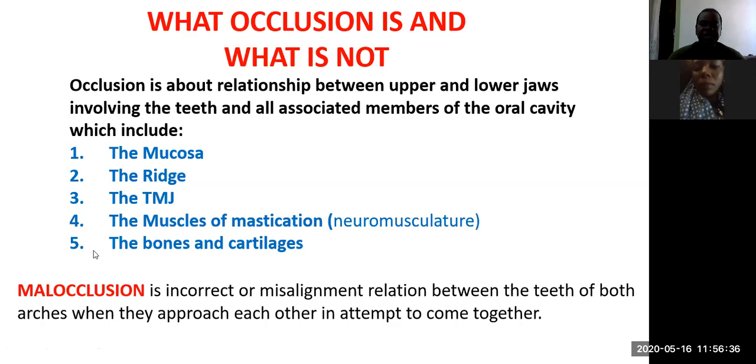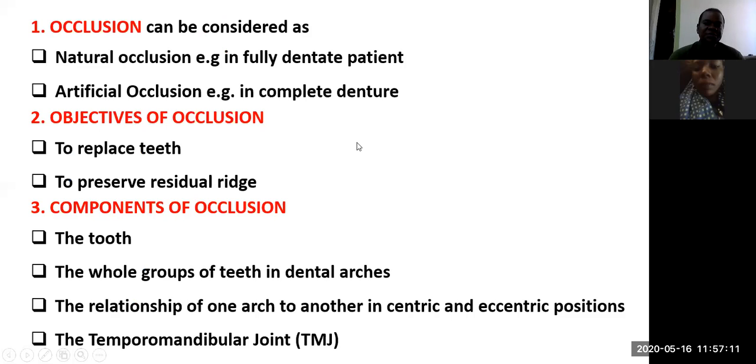Malocclusion is incorrect. That is the opposite of occlusion. That is what occlusion is not. It's an incorrect and misaligned relation between the arches when they are approaching occlusion, when they are trying to come together. That's malocclusion. Incorrect or misaligned relation between the arches when they are approaching each other, when they are about closing. That is malocclusion. So let's begin like this.